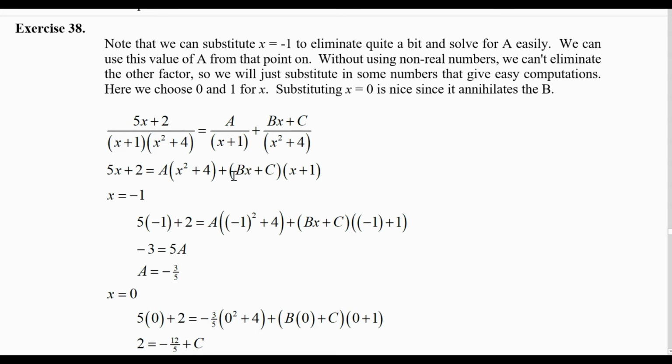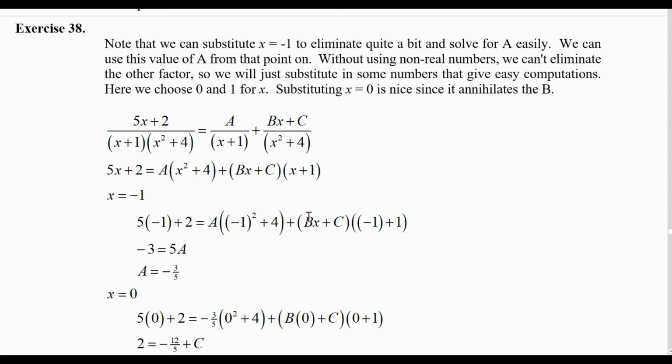We can actually eliminate the b by letting x be 0. So I'm going to do that next. But this time, remember, we know what a is, so we can plug that in. And I plug in 0. That's going to eliminate the b. 0 plus 1 is 1 times c is c, so that just gives us c there. 0 squared plus 4 is 4 times -3/5 is -12/5. 5 times 0 plus 2 is 2.